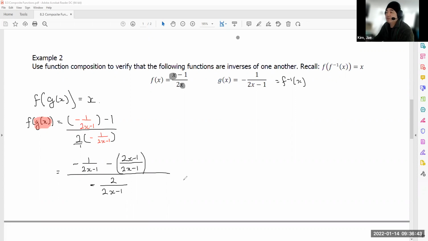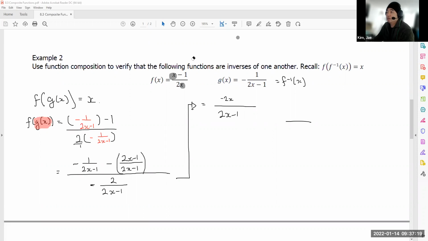Okay, let's simplify it. Here we go. Keep up with me. Same denominator. This is a numerator, okay, people? This is a numerator. -1 minus 2x plus 1. So the -1 and the +1 will cancel each other out, turning into a 0. The numerator is just -2x over 2x minus 1.